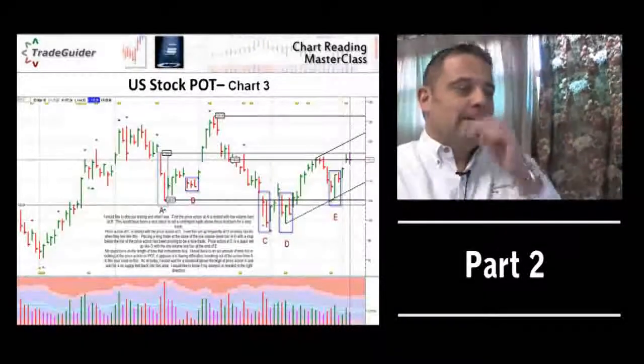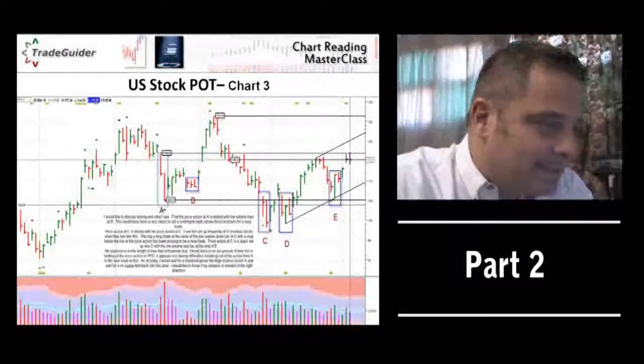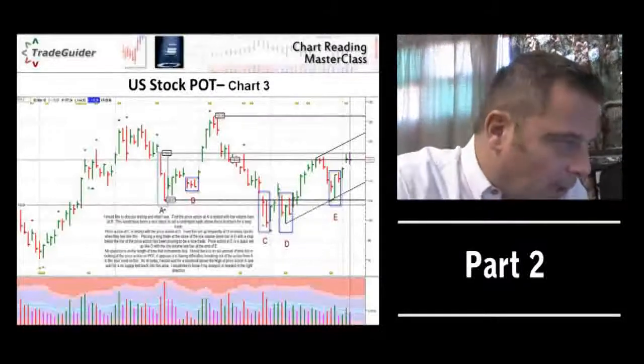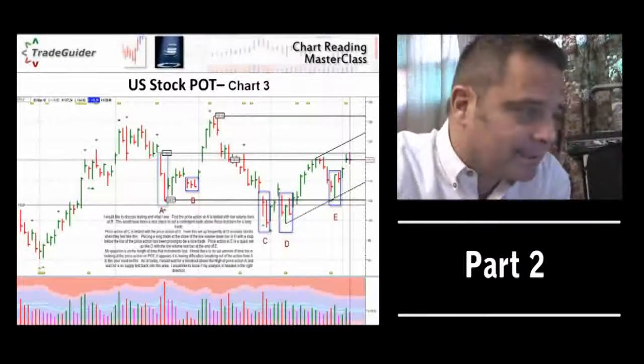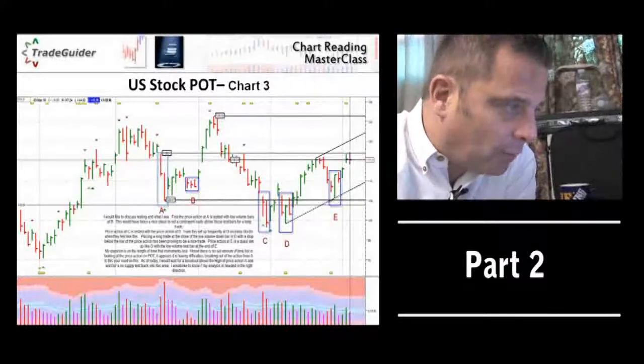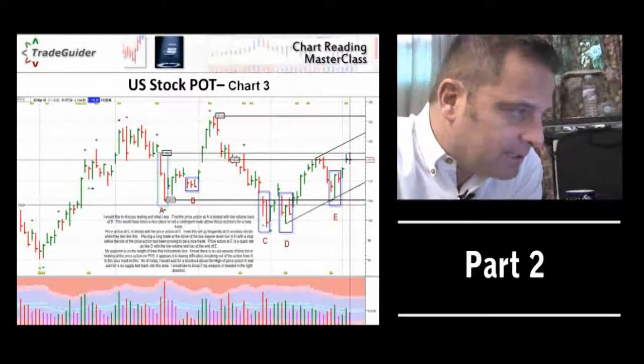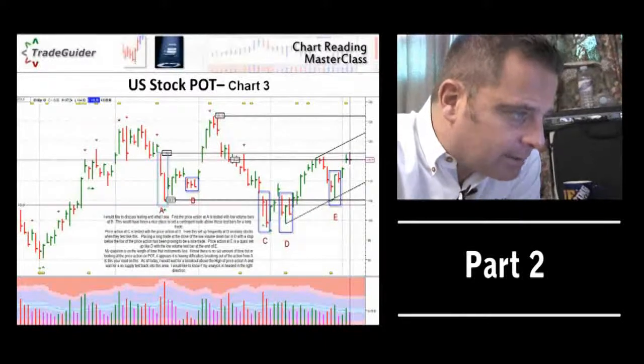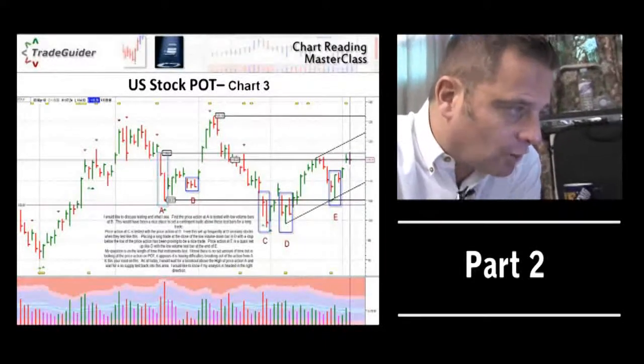Okay, so let's read this. You've got points A, B, C, D and E. I would like to discuss testing and what I see. First, the price action at A is tested with low volume bars at B. This would have been a nice place to set a contingent trade above these tests for a long trade.